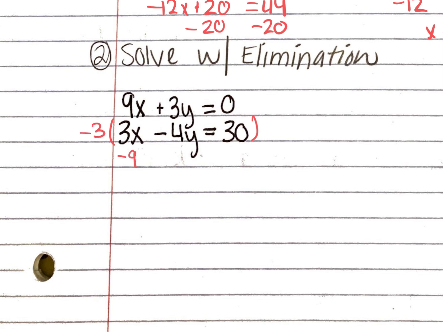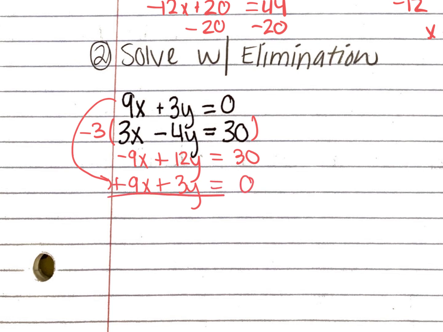So then you have negative 9x plus 12y equals 30. And I'm just going to copy this down here so it's easier to work with. So now we add these equations together. So the 9's cancel. 12 plus 3 is 15y equals 30. Divide by 15. So y is 2.